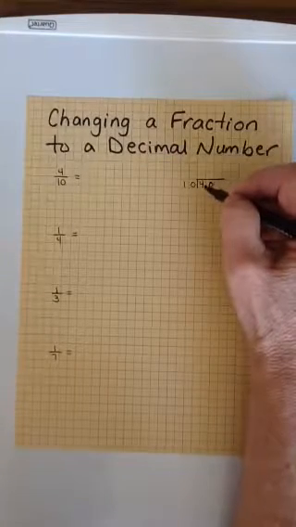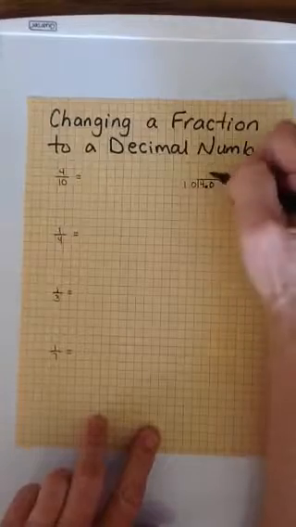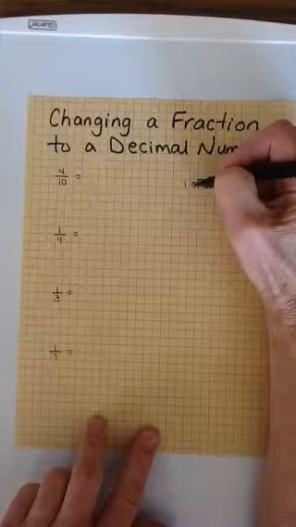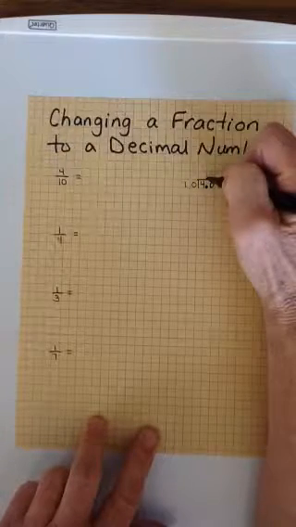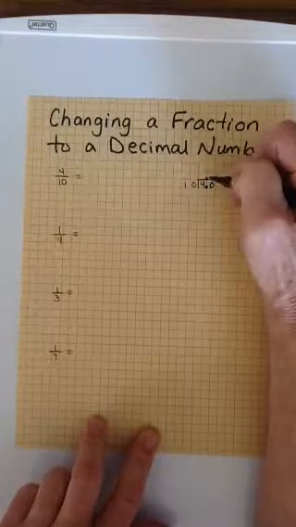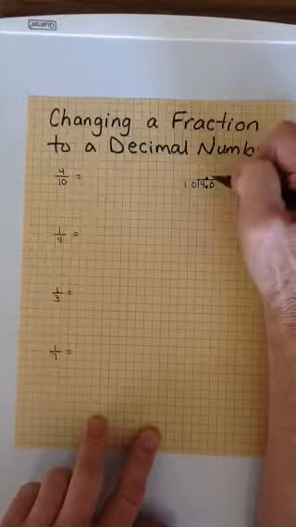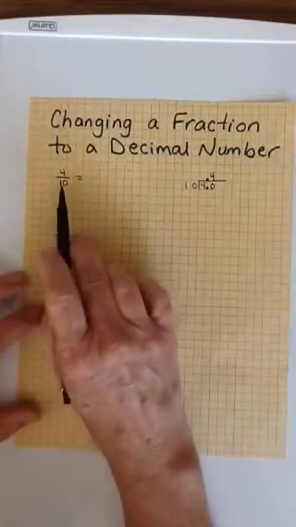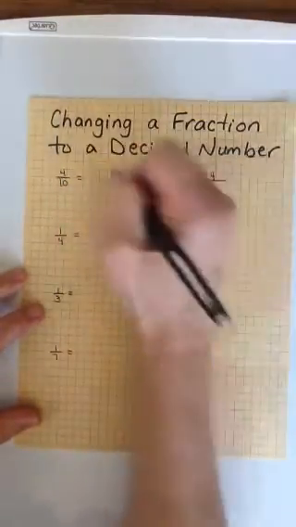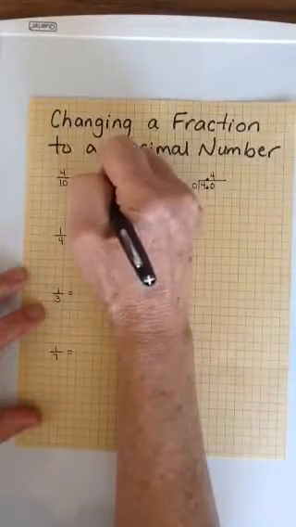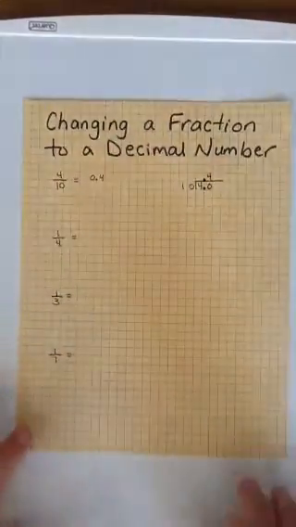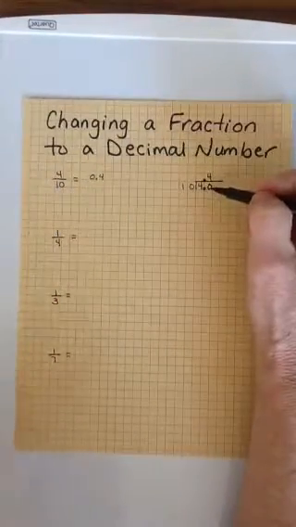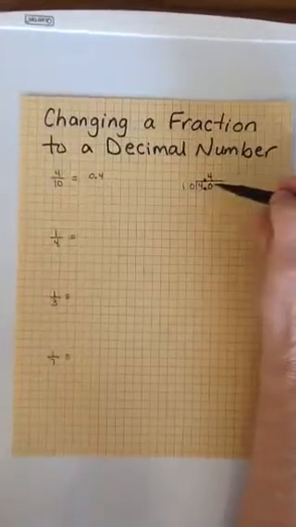Okay, so the decimal point is in place. I've added a 0 after the decimal point, so now I can think about dividing 10 into 40. I'll go ahead and put my decimal point up in the answer. That's the safest thing to do. And 10 divides into 40 exactly 4 times. So 4/10 is equivalent to the decimal number 0.4. And this is an example of changing a fraction to a decimal number where we only needed to add 1 zero after the decimal point.